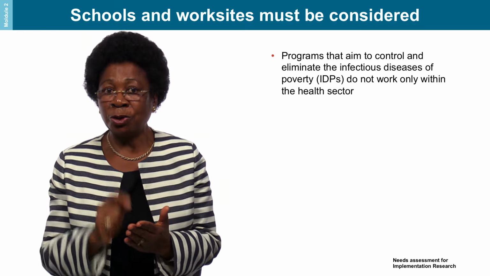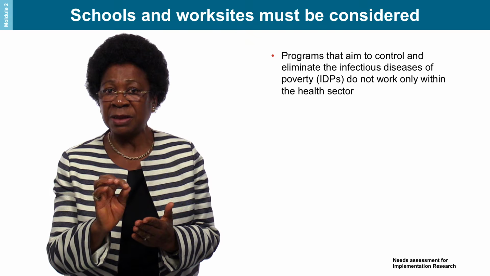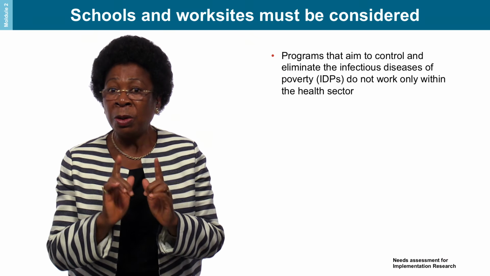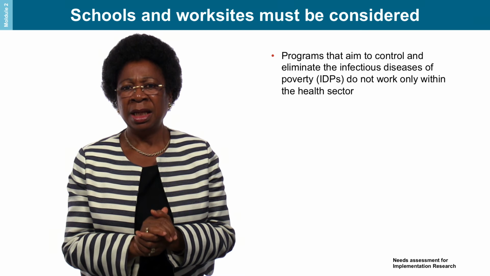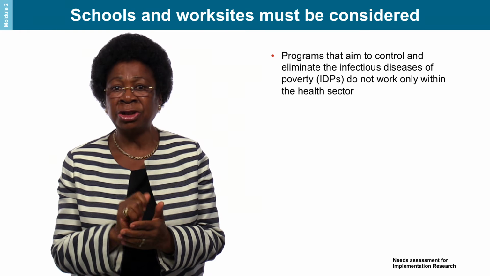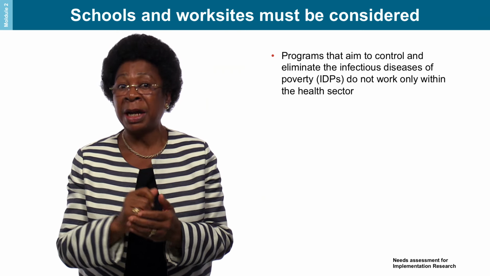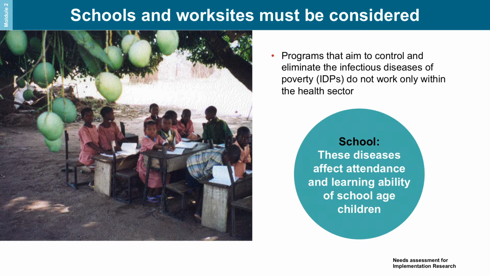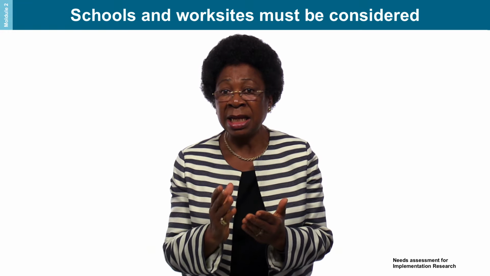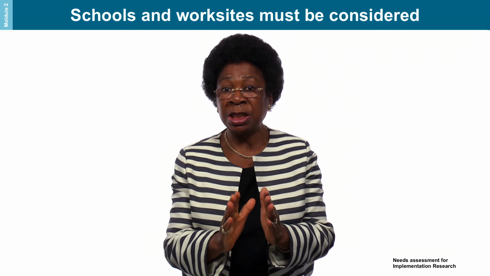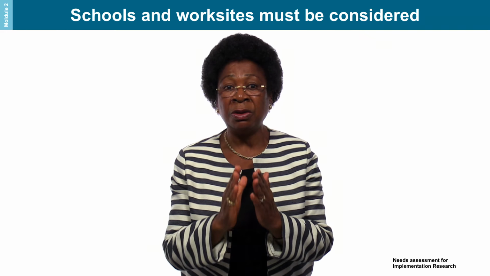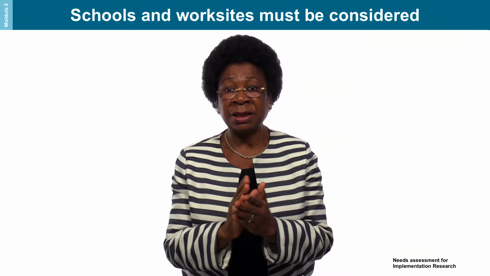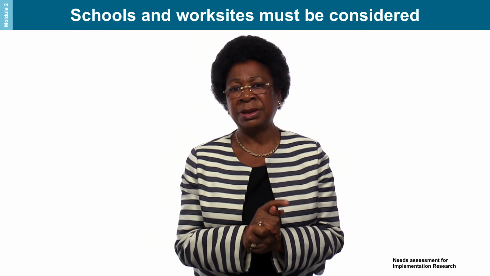Programs that aim to control and eliminate infectious diseases of poverty do not work only within the health sector. The schistosomiasis and soil-transmitted helminth control programs are primarily school-based. These diseases affect attendance, retention, completion, and learning ability of school-age children in many countries. To design a better way of scaling up these programs and improving coverage in local settings, it is important to include schools in the needs assessment.